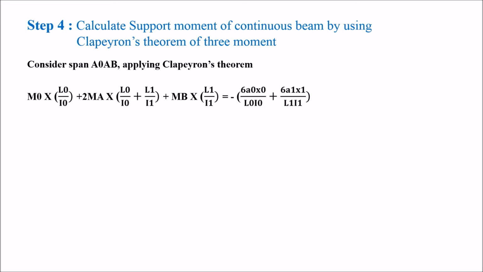So the equation is M0 into L0 upon I0 plus 2MA into (L0 upon I0 plus L1 upon I1) plus MB into L1 upon I1 equal to minus into bracket 6A0 x0 bar upon L0 I0 plus 6A1 x1 bar upon L1 I1.